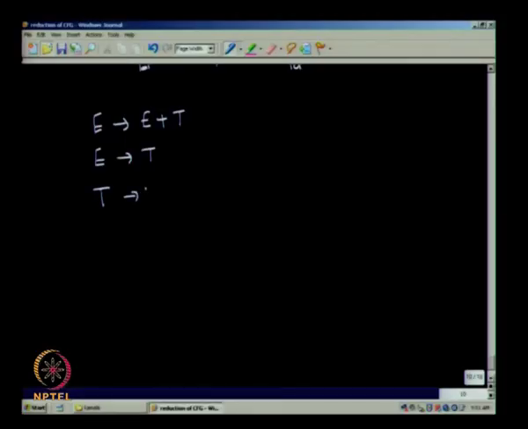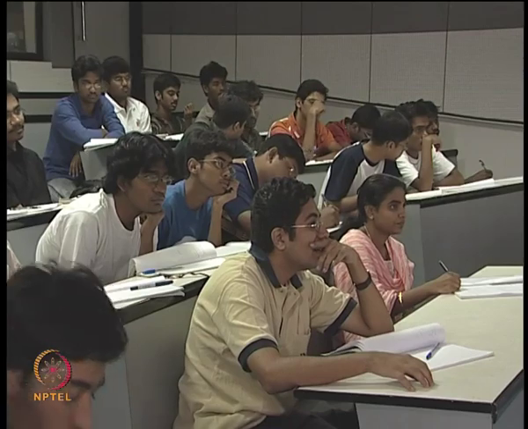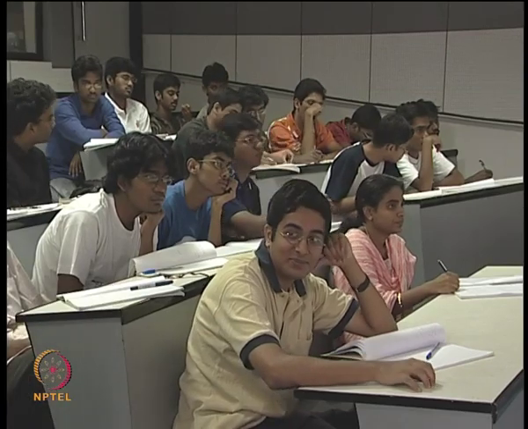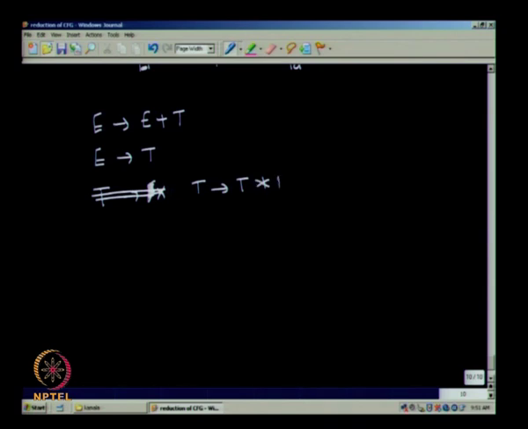E goes to E plus T, E goes to T, expression plus term, because the evaluation is from left to right, you always have expression plus term. T goes to term, okay, I will remove this rule. T goes to T star F, T goes to F, F goes to (E), F goes to id. F is factor.